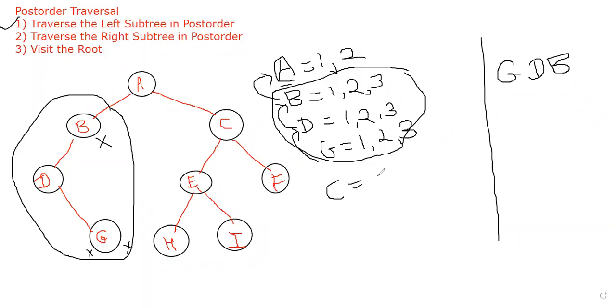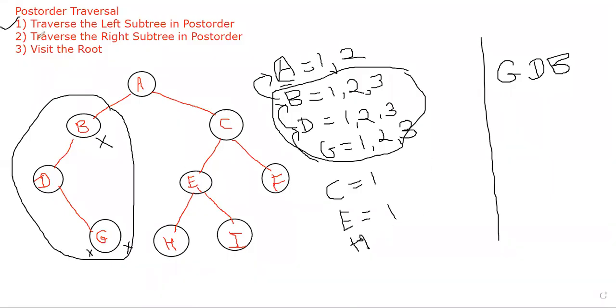So for C, we are applying the first step. What the first step says is traverse the left subtree in post order. So its left is E. So again for E, we want to apply the three steps for traversal. It says traverse the left subtree. So E's left is H.